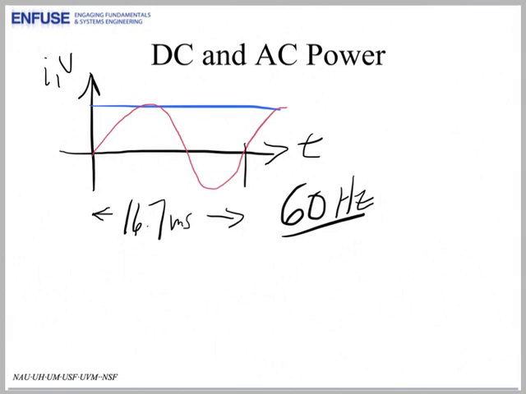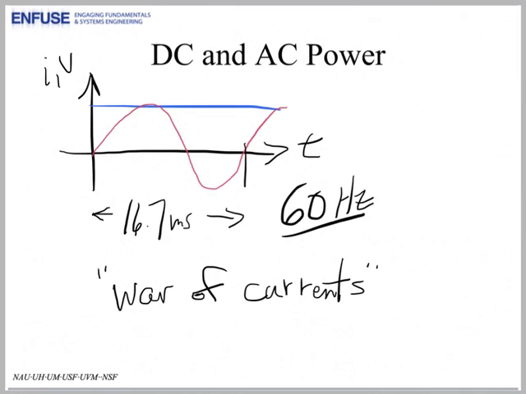Now, one of the questions that might come up is, why is the grid AC and not DC? It turns out there was a great competition about that choice, and you can Google a phrase called the war of currents. I won't spend any more time on this except to say one more thing, and that is the key point about the advantage of AC: AC can use transformers to boost voltage and therefore reduce the loss in electrical transmission lines, but transformers don't work with DC.